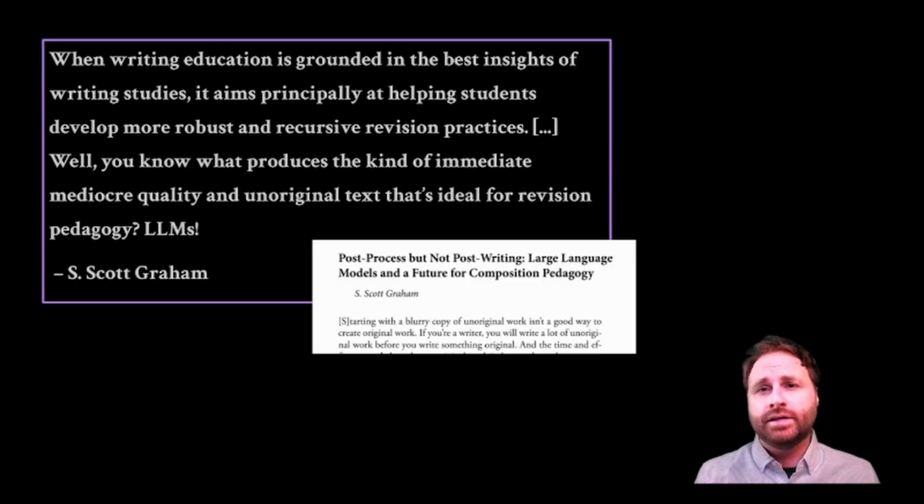S. Scott Graham, a scholar of writing studies, argues that writing educators should help students develop more robust and recursive revision practices. Graham summarizes research on writing education by suggesting that teachers should help students learn how to continually revise their writing. He points out that one of the biggest struggles that writers face is getting a first draft, even a really bad first draft. Graham then tells us that artificially intelligent text generators are actually quite good at helping us get really bad first drafts.